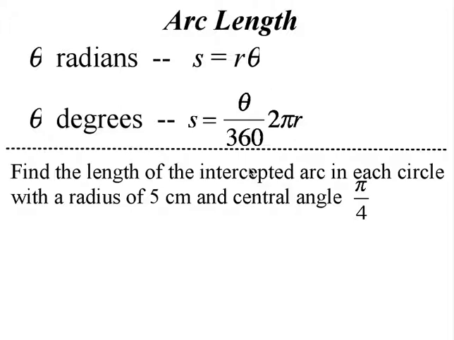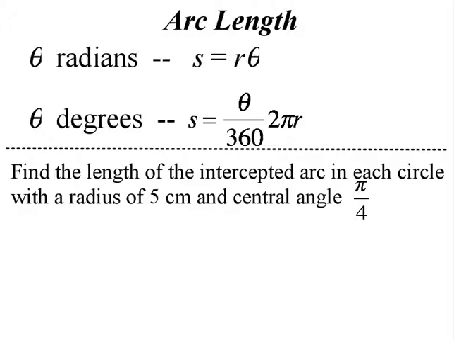So the first one says find the length of the intercepted arc in each circle. Okay, when it says find the length of the intercepted arc, this just means find the arc length. Okay, so they put a bunch of words, but all we're finding is the arc length. The circle has a radius of 5 centimeters and a central angle of pi over 4. So with two formulas, you need to decide which of the two do you use in this problem.